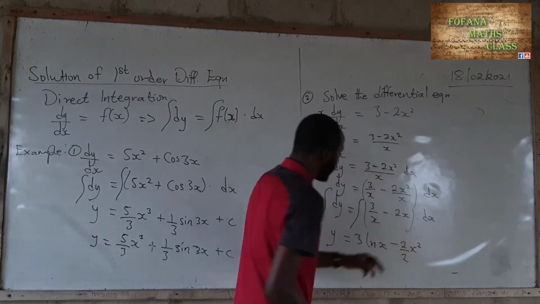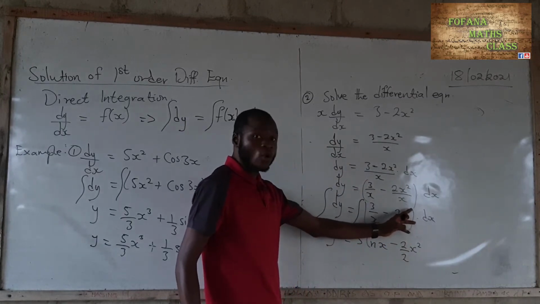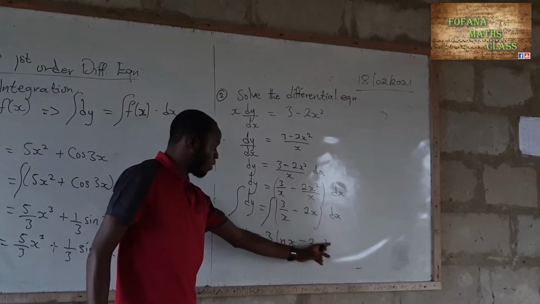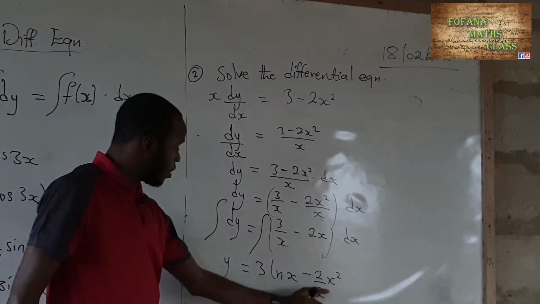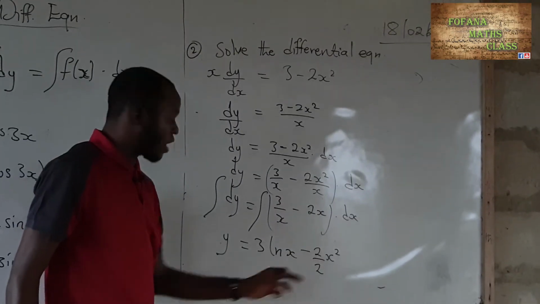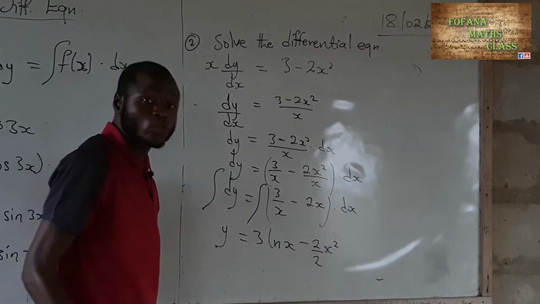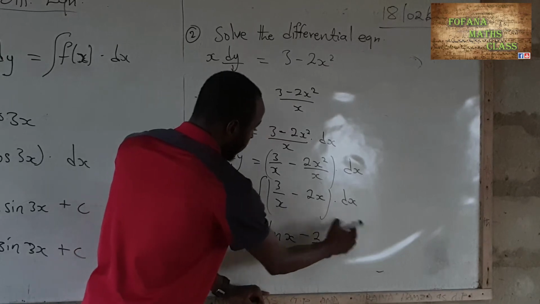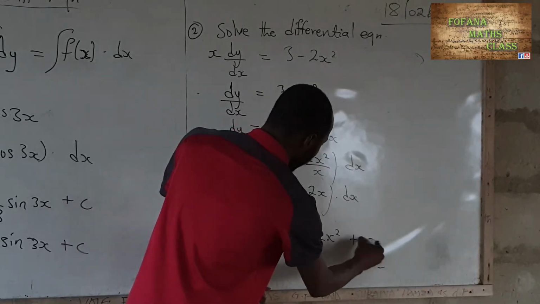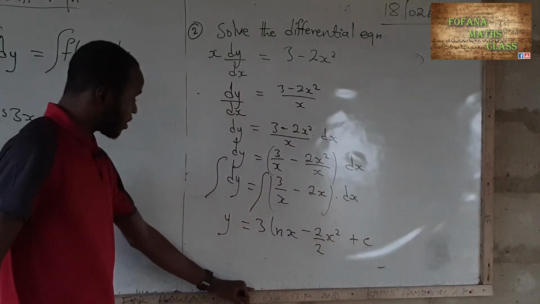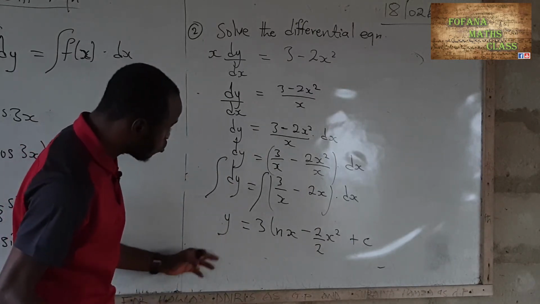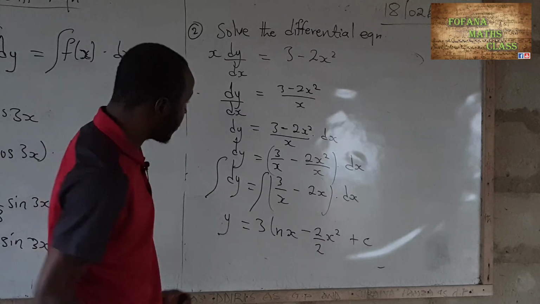the power 2. Remember, this x has a power of 1, and when integrating, you add 1 to the power, then you divide by the new power of the particular variable that you are working with. So here you have 2 over 2, then x to the power 2, then plus your arbitrary constant of integration. So here we have our solution. What we need to do next is to just simplify this, and then you go your way.